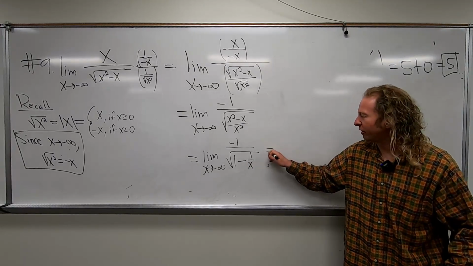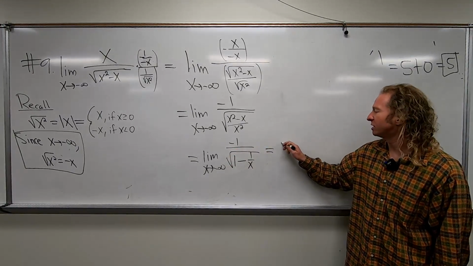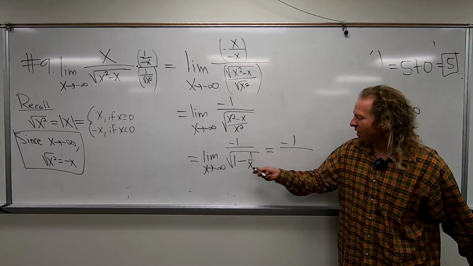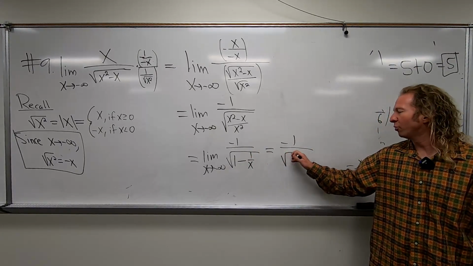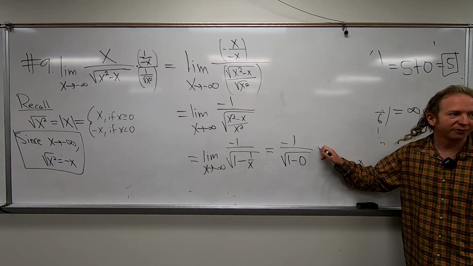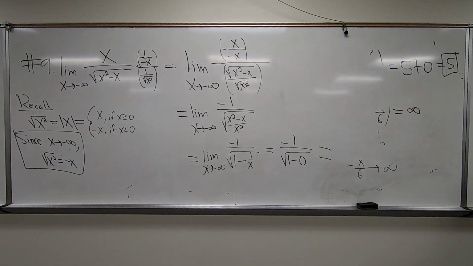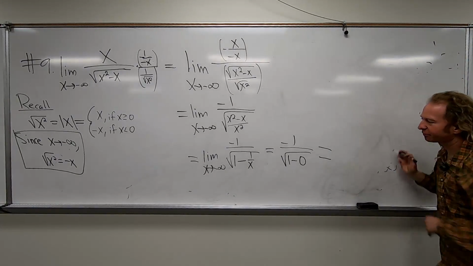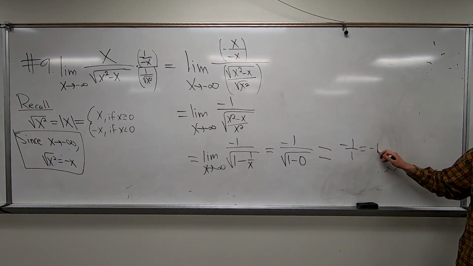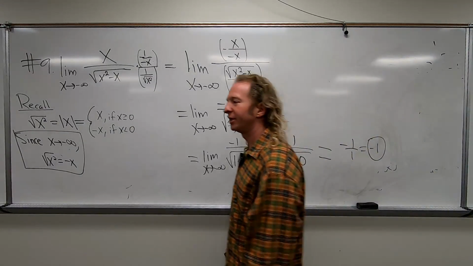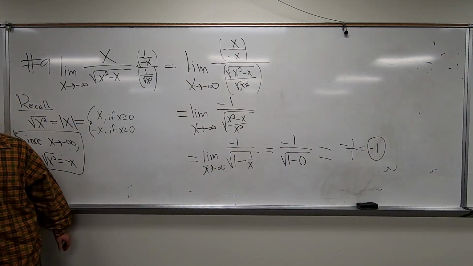It's a little more clear now. So we could drop the limit sign. This is negative 1 over. Here, when x approaches negative infinity, this approaches 0. So it's the square root of 1 minus 0, equal to the square root of 1, which is 1. So we get negative 1 over 1. So we just get negative 1. That's it.